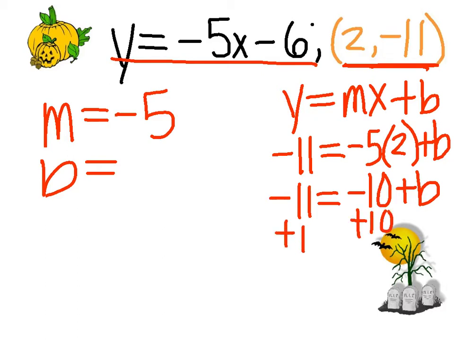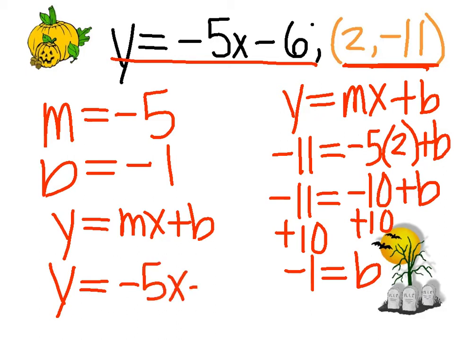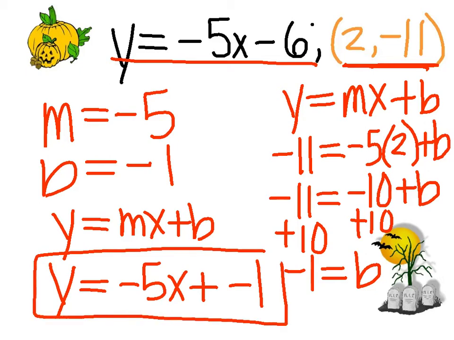We're going to add 10 to both sides. When we do that, we'll have -1 on the left, and on the right we'll have b. So our b is -1. We're going to plug that back into our y equals mx plus b equation. Just need to plug in our slope, which is -5, and our y-intercept is -1. So our final answer for the line that is parallel to our given line and that passes through this point is y equals -5x plus -1, or y equals -5x minus 1. It's the same thing.